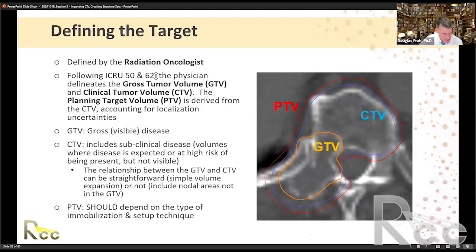The PTV also includes the ITV, which includes the target motion. So if you're going to plan on a MIP, that would be your ITV, and then you would add the margins on top of that.